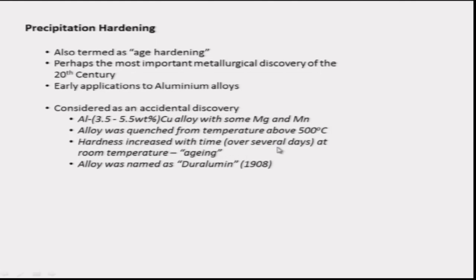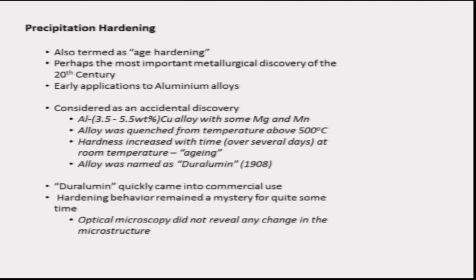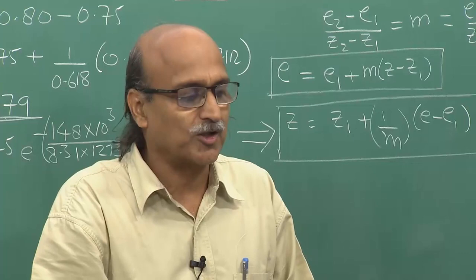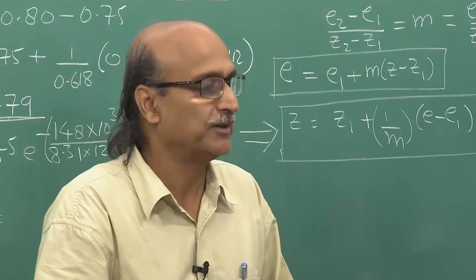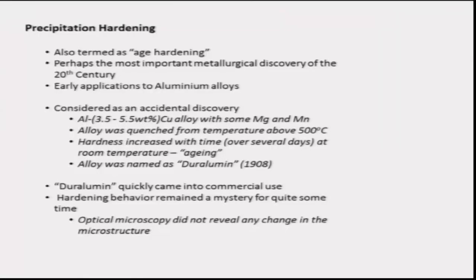Of course, it took several days for the hardness to increase, and in fact, the material was aging and getting harder. It was such an amazing discovery that it immediately had commercial applications, and the alloy was named duralumin. Even today, this alloy is used extensively. So, duralumin quickly came into commercial use. Of course, the hardening behavior remained a mystery for quite some time, as the optical microstructure showed no change. So people did not know for quite some time what was happening to the material.